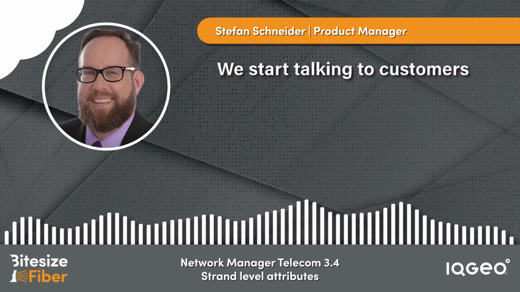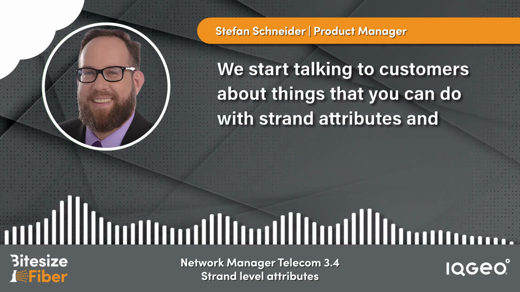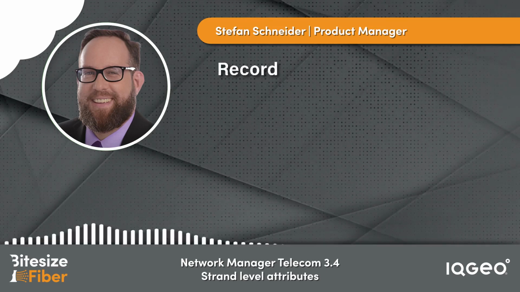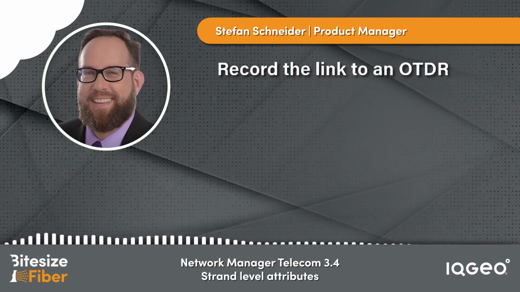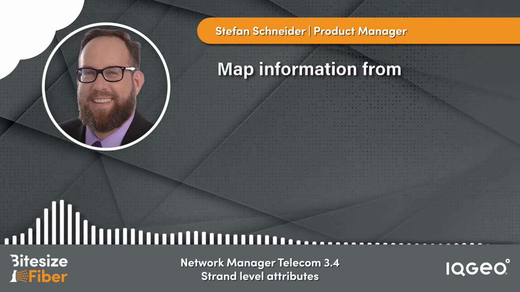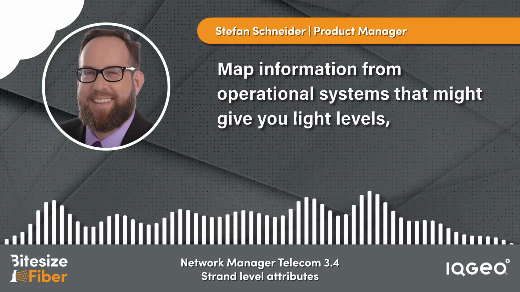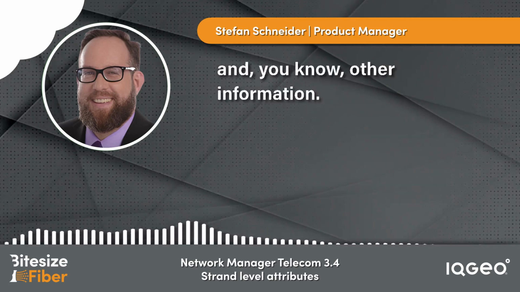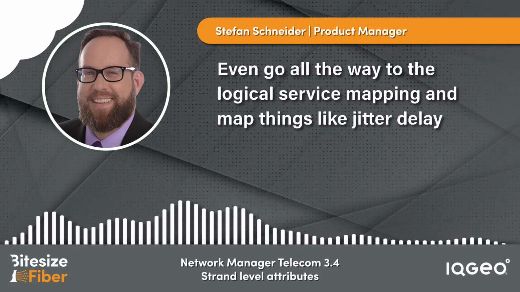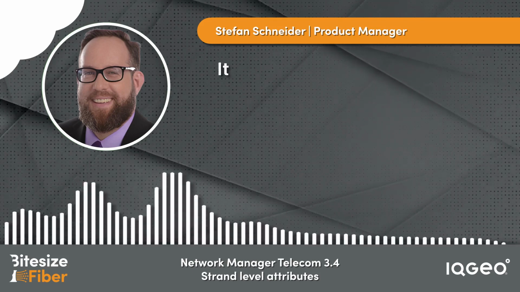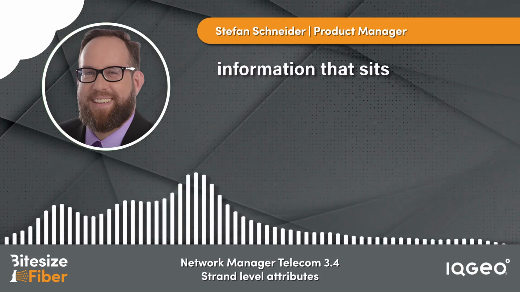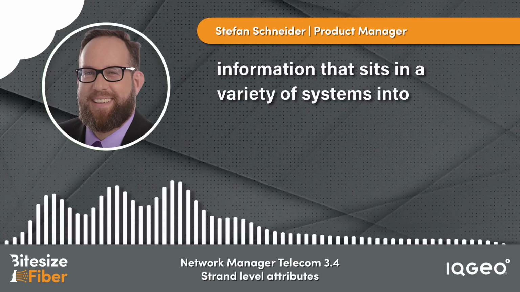We started talking to customers about things that you can do with strand attributes, and the sky's the limit. You can, for example, record the glass type on specific strands, record the link to an OTDR test and have that information available, map information from operational systems that might give you light levels, power, and other information. Even go all the way to the logical service mapping and map things like jitter, delay, or packet loss on a specific fiber. It gives you the ability to basically map all these attributes and all this information that sits in a variety of systems into your system of record.